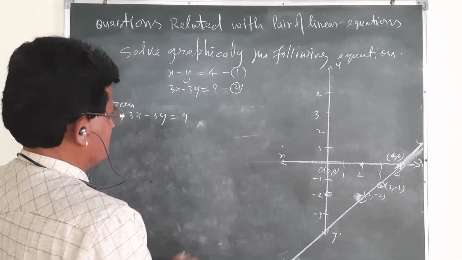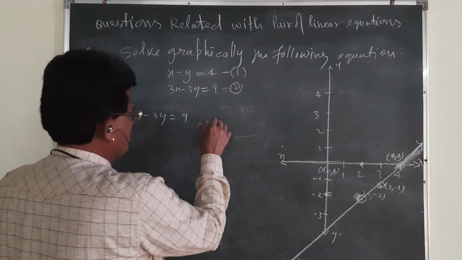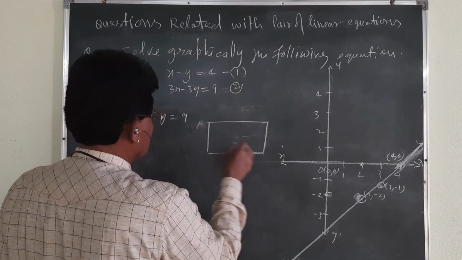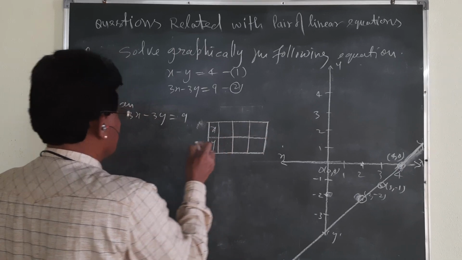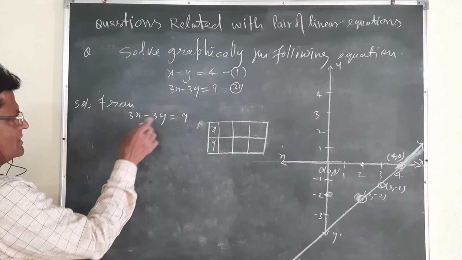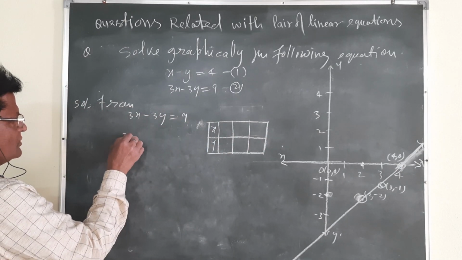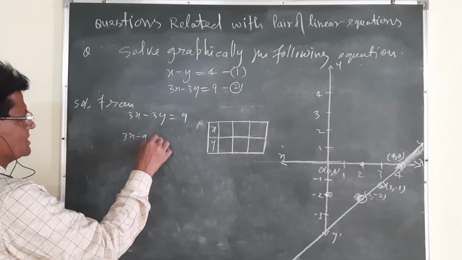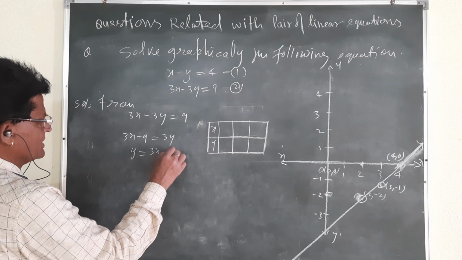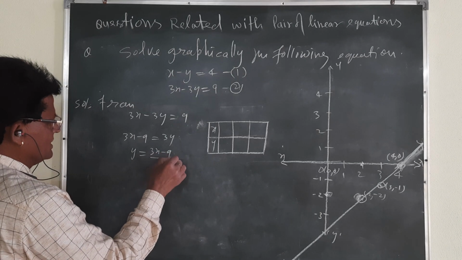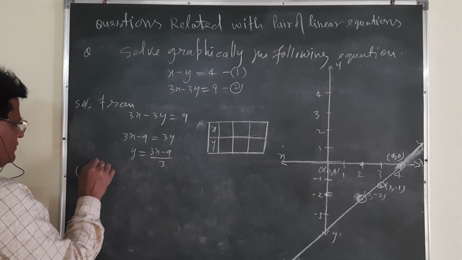See over here, and you will have to draw the table, x and y. Okay, similar kind of thing. Take the line from right side to left side. 3x minus 9 is equal to 3y, and y will be equal to (3x minus 9) upon 3. That is y. Same thing.